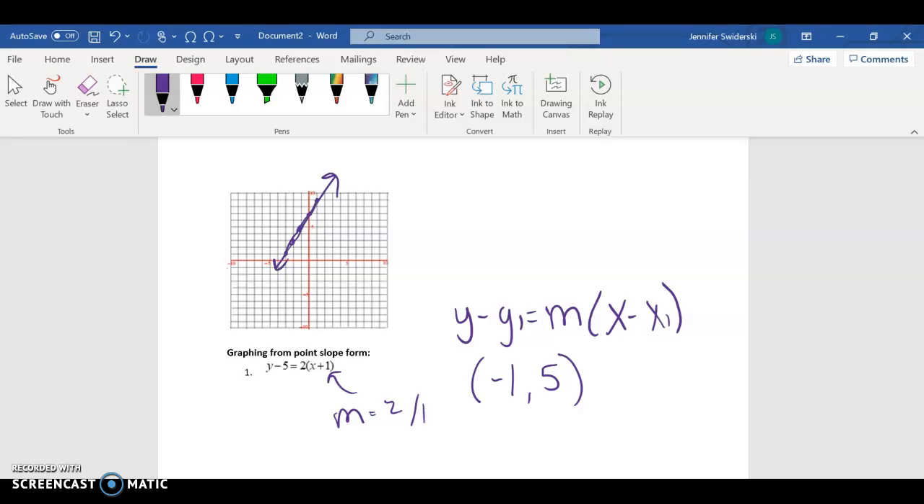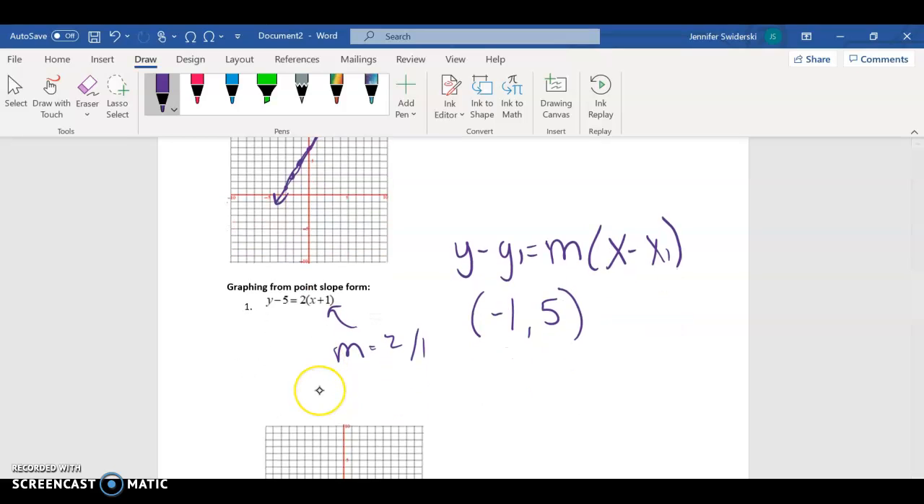Now, some students last year wanted to move this into slope-intercept form. You can do that as well, but this is point-slope form. So all you really have to do is find your point and the slope. Now watch what happens. If you were to distribute, you would get y minus 5 equals 2x plus 2. I can add my 5 to both sides, and look what happens. I get y equals 2x plus 7.